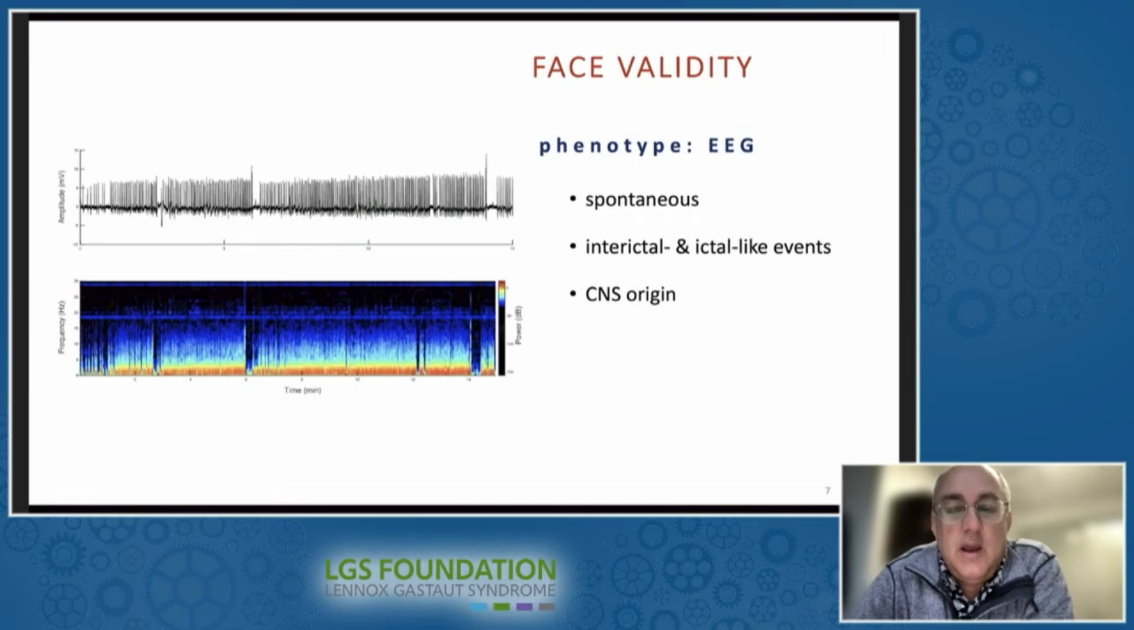More importantly, and most critical to how we ended up doing the screening for using this model, is if you record brain activity using a local field potential electrode, you can see that these animals have spontaneous electrographic discharges that we don't see in wild-type animals. These consist of what look like interictal or brief small amplitude events and larger ictal-like events that have much larger amplitude and are often followed by a post-ictal depression. These occur spontaneously. We don't do anything to the animals to elicit these types of seizures, and they originate in the central nervous system. We know this from doing calcium imaging studies. So that's the face validity.